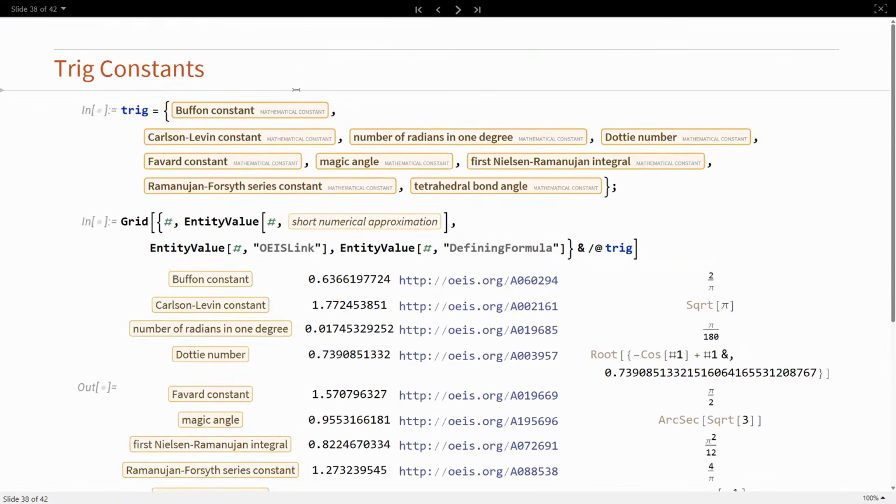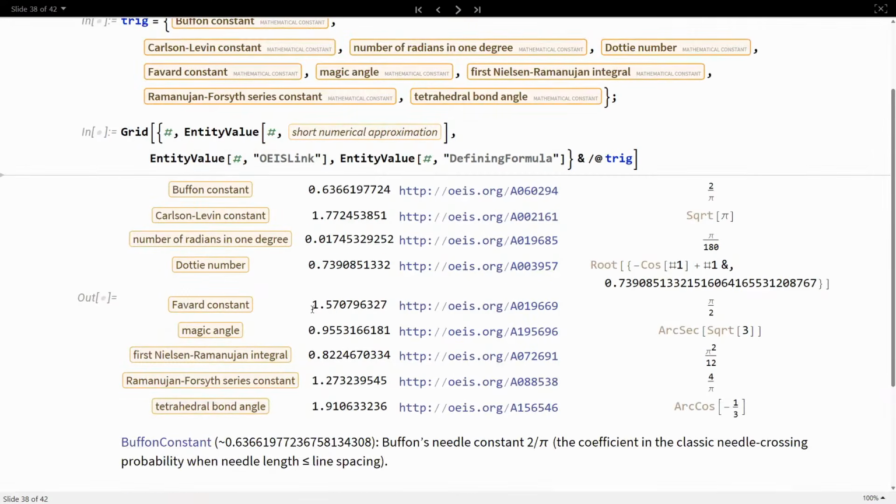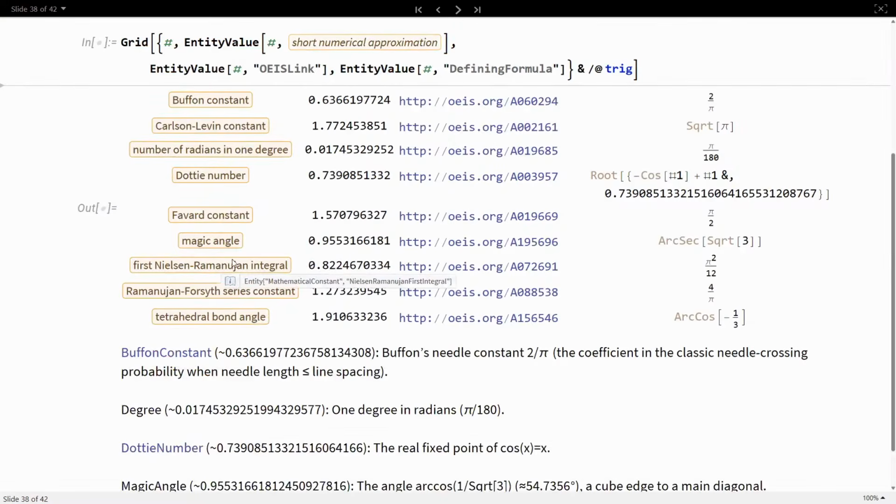Various trig constants. The Buffon constant is basically the odds that, if you randomly toss needles on equally spaced lines, a needle will land on one of those lines. And it has the constant 2 over pi.